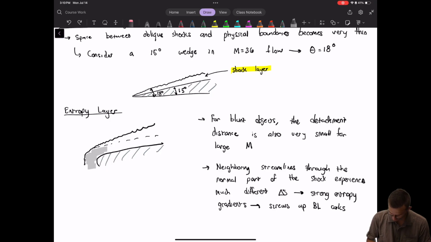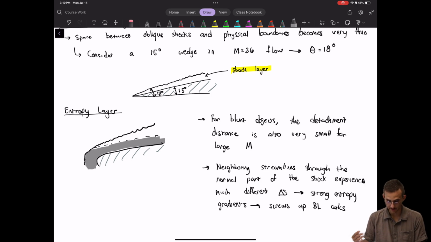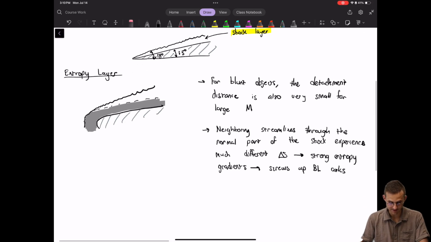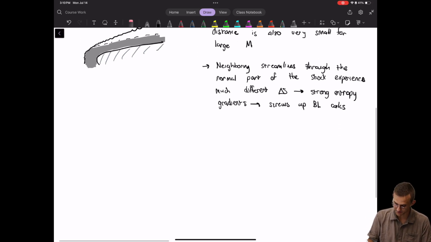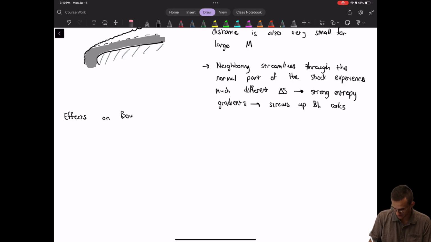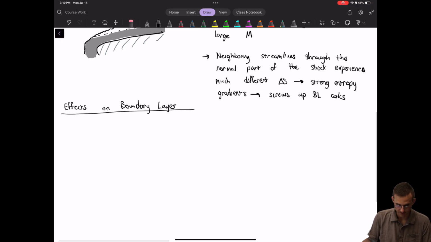So this region here that I'm shading in light gray is our entropy layer, and that's where you have those really strong entropy gradients that screw up your boundary layer calculations. And what do I mean by screw up these calculations? Let's talk about this. Like I said, you may not have studied the boundary layer in detail, but I'll make sure to give you the big takeaway that you need to remember when you're operating in the hypersonic regime.